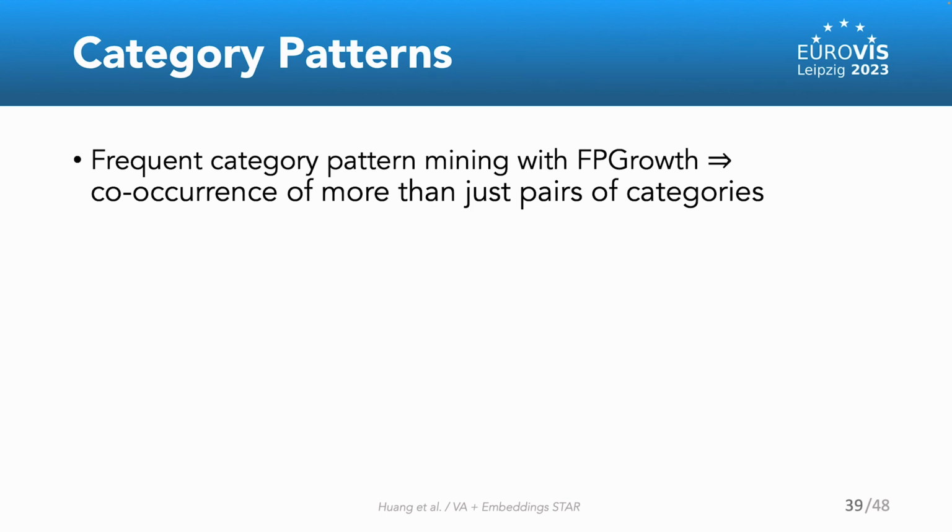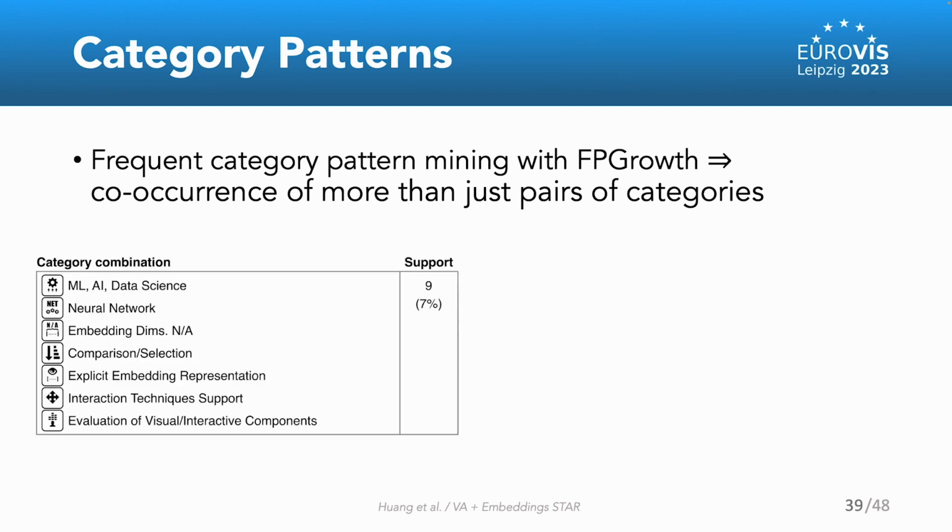technique involving embeddings. It's designed for the AI/ML domain, using neural network approaches for embedding computations, while not specifying explicitly the size of respective embedding vectors, supporting the visual analytic task of comparison or selection, explicit visual representation of embeddings or derived results and interaction with them, while discussing evaluation of such human-centered aspects in the respective publication. This pattern is supported by 9 entries in our data.